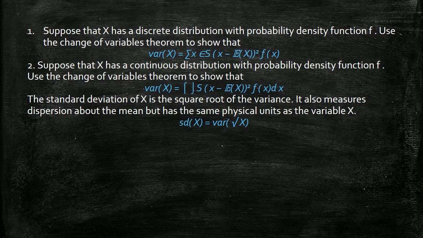The standard deviation of X is the square root of the variance. It also measures dispersion about the mean, but has the same physical units as the variable X. sd(X) = √var(X).